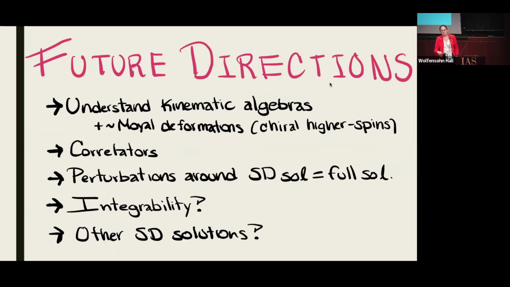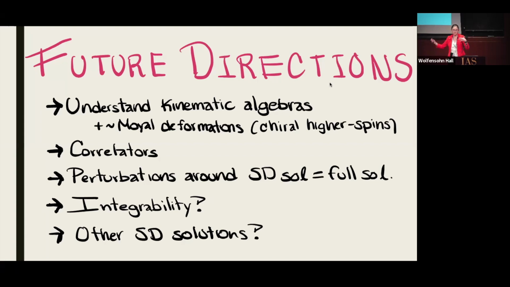So let me just finish with the future directions. I showed you that in flat space, we have a very good understanding of the geometrical meaning of what the kinematic algebra is. It is not very clear how these deformations play a role and what you have now as your actual kinematic algebra. Also, it's interesting to understand what the Moyal deformations are, which are just a deformation of the Poisson bracket that allows you to get chiral higher spins in flat space.